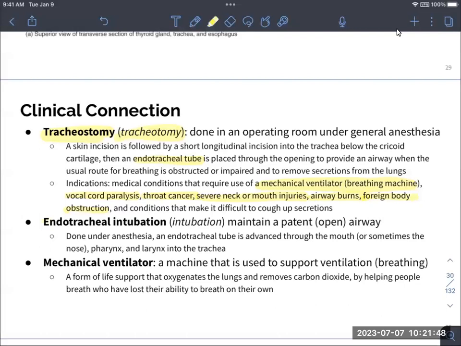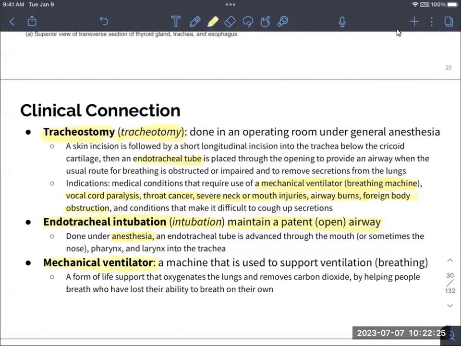We have an endotracheal tube or intubation. This is to maintain that open airway into that trachea. They do it under anesthesia. They don't put these in while you're awake. They put these in for surgery when you're asleep. So this tube is sent through the mouth, sometimes the nose, and into that trachea, through that pharynx, through that larynx, down into that trachea.